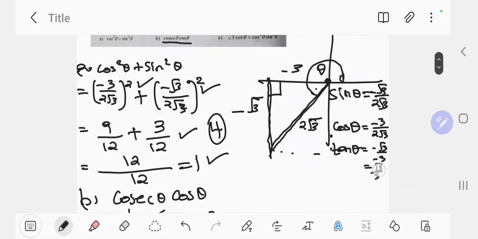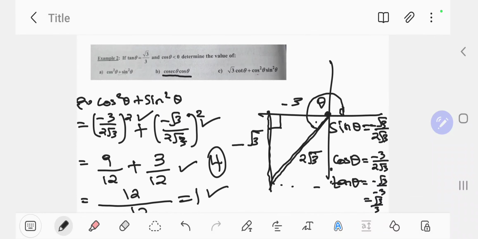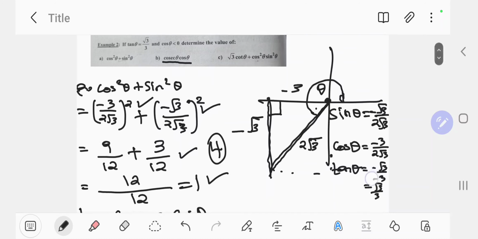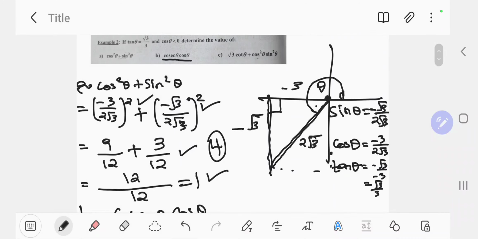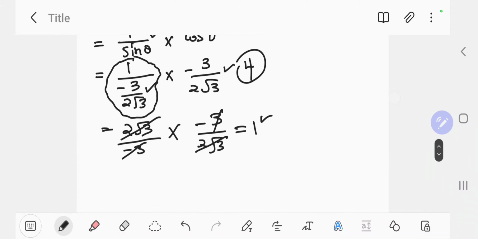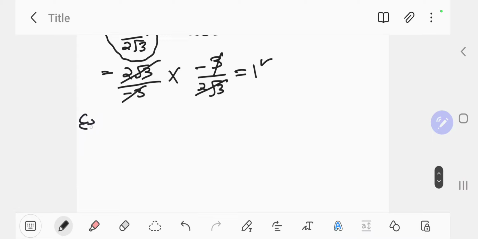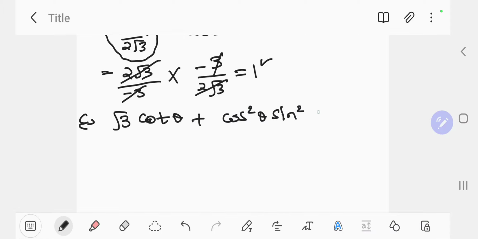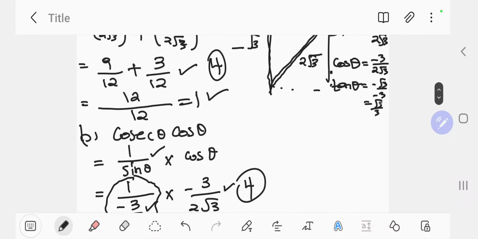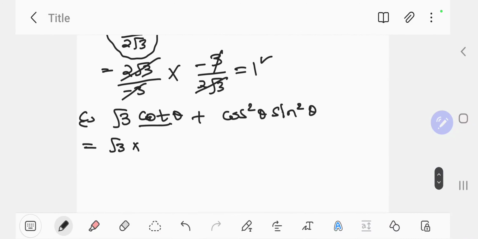So we've got the last question there that says root 3 cot theta plus cos square theta multiplied by sine square theta. So let's try to write that one. It's C, we've got root 3 and then cot theta. We've got a plus sign there, cos square theta, and then sine square theta. Okay, guys, equals root 3 multiplied by a cot. It's an inverse of a tan. We're just going to take this inverse, it's 3 root of 3, guys, plus cos square theta.